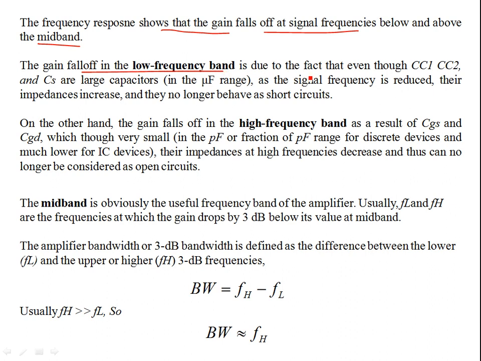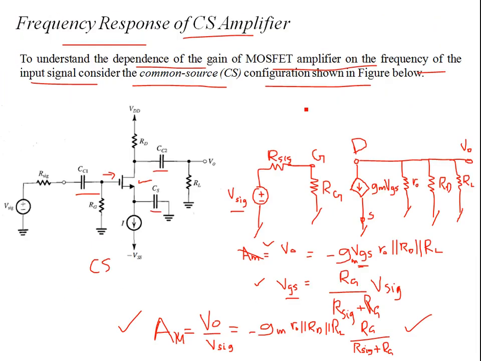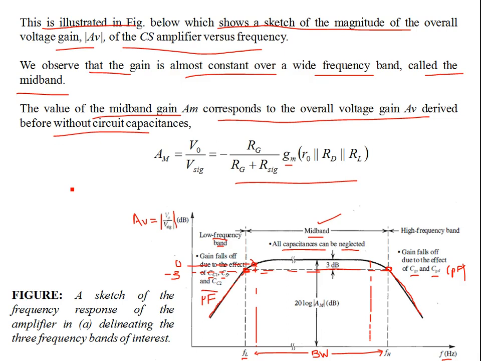The gain falls off in the low frequency band because, even though the coupling capacitances and the bypass capacitors are in the microfarad range, as the signal frequency is reduced their impedance increases. So they are no longer behaving as short circuits. In this circuit, we cannot keep them as short circuits, because at low frequencies their impedances are not small. So if the signal frequency is small, for the low frequency response of the common source amplifier, we have to include in the small signal model the coupling capacitances and the bypass capacitances.